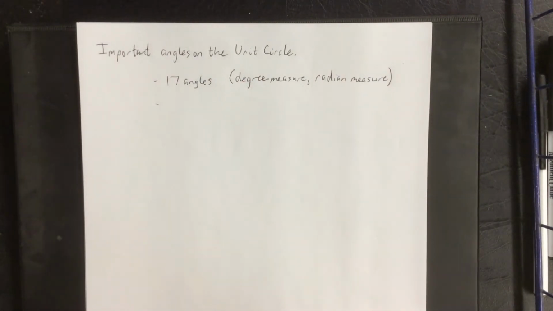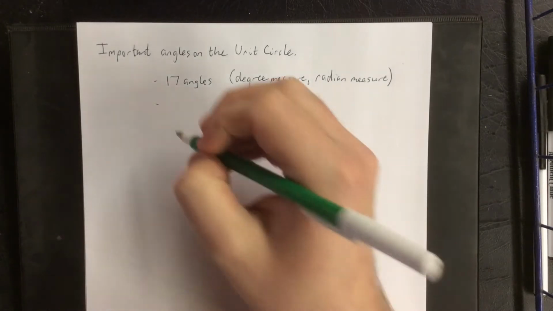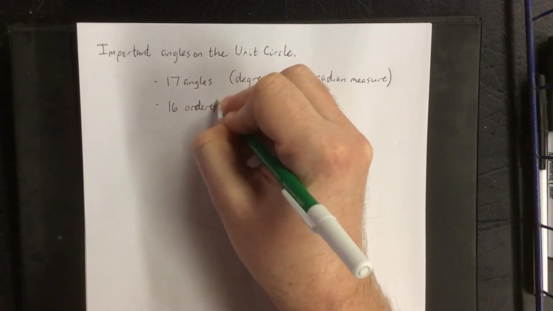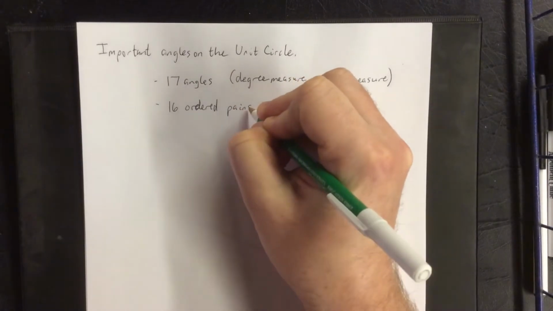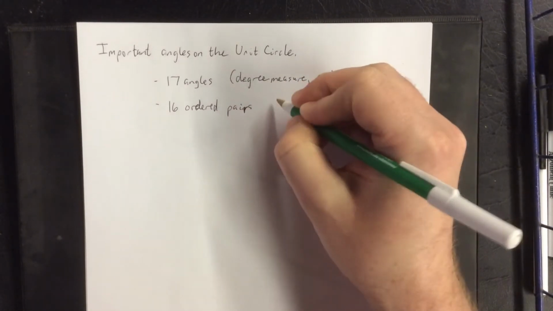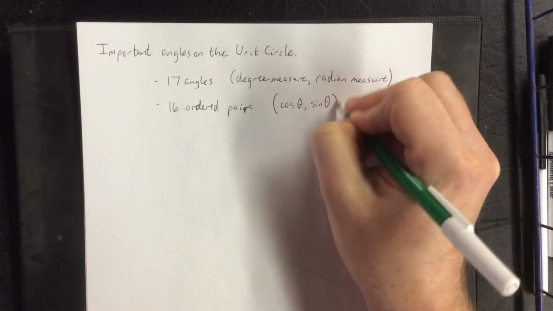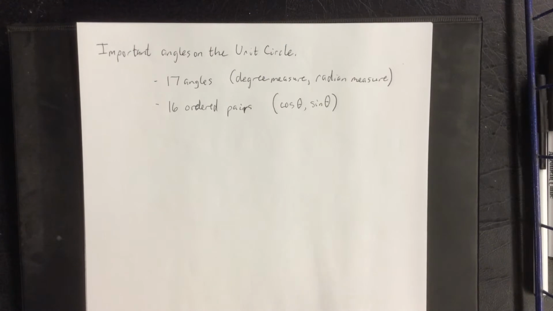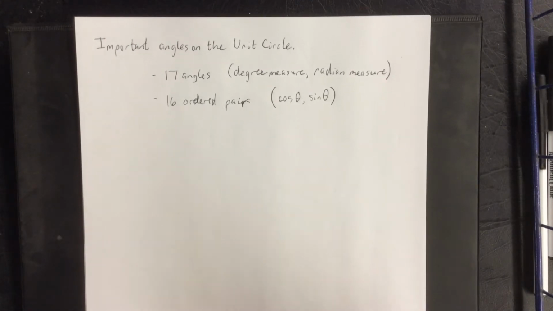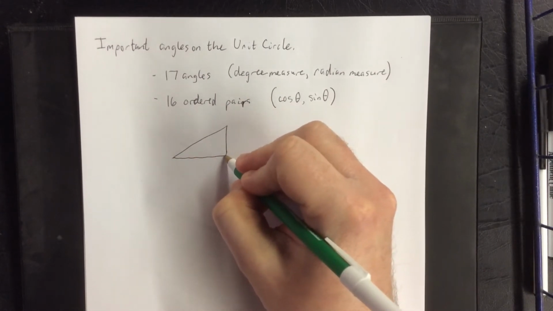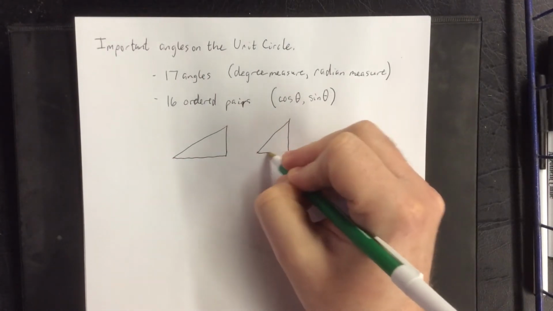Now, associated with those 17 angles, two of them are actually going to be coterminal. The 0 degree and 360 degree, or 0 radian and 2 pi radian, will be the same. So there will also be 16 ordered pairs that you will need to know. Ordered, not ordered panes, ordered pairs. And each of those ordered pairs is going to be considered the cosine of the angle and the sine of the angle. Now, all of the angles that we're going to be dealing with will be reference angles of either 30 degrees, 60 degrees, or 45 degrees.